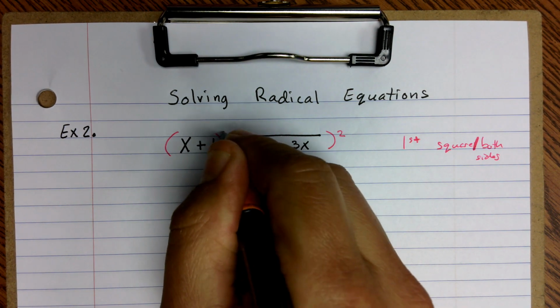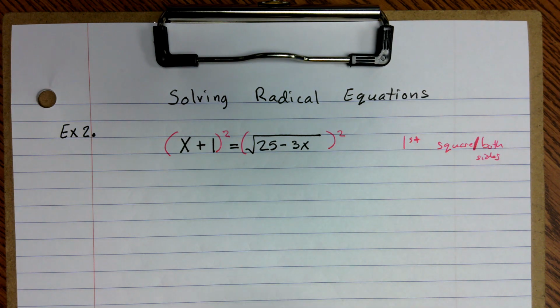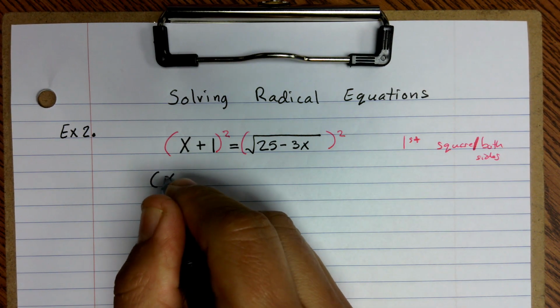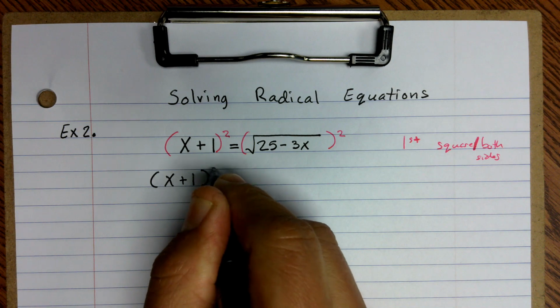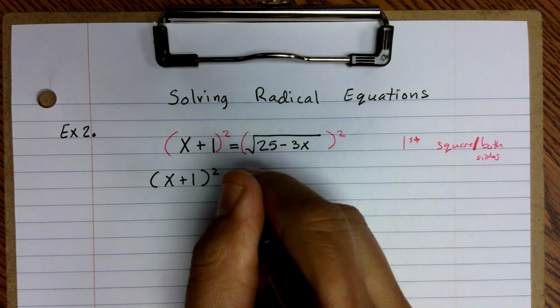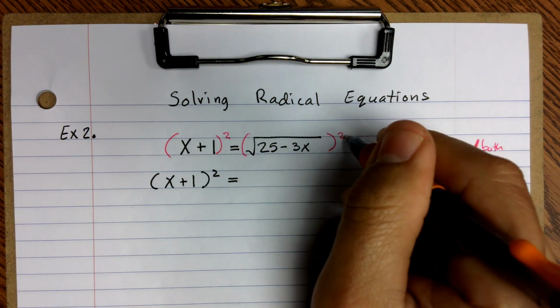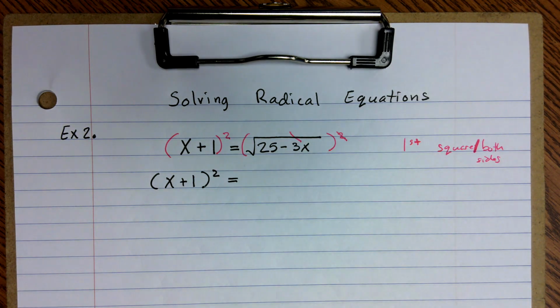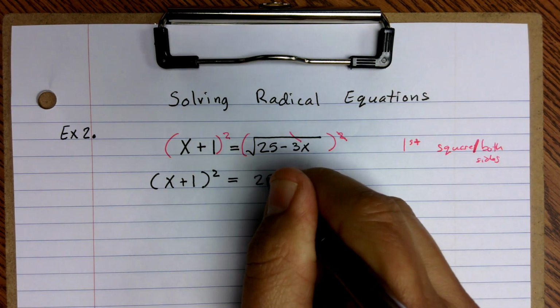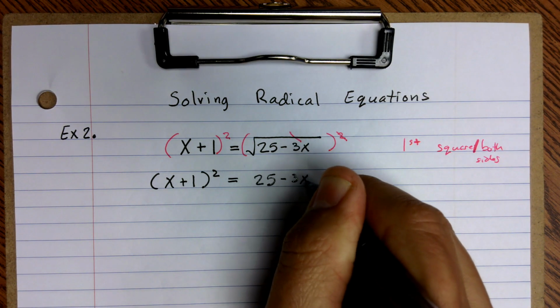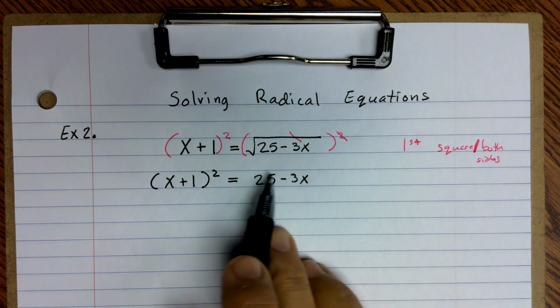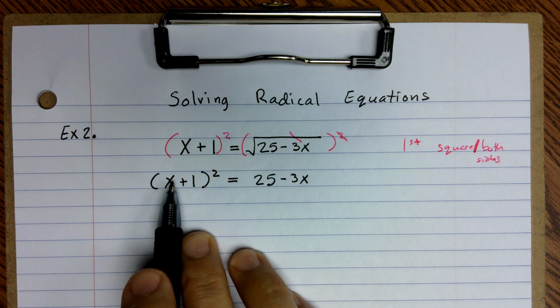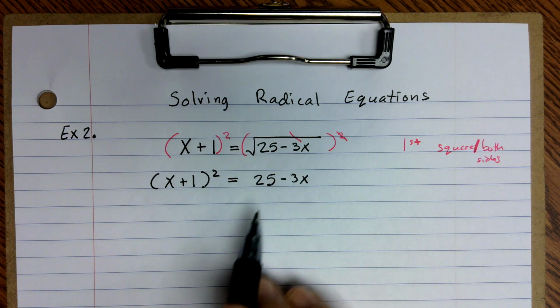I'm also going to square the left side. And so I can rewrite this now as simply x plus 1 squared is equal to, and on the right side that squaring got rid of our radical, so it just becomes 25 minus 3x. Now just as usual, we do want to combine like terms, move everything over to the left and try to solve this for x.